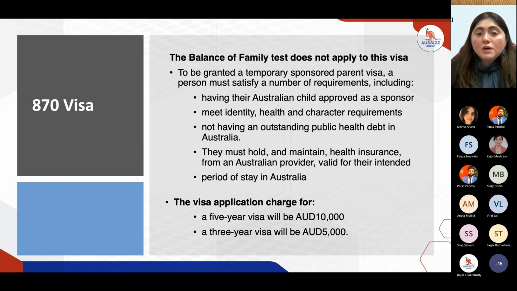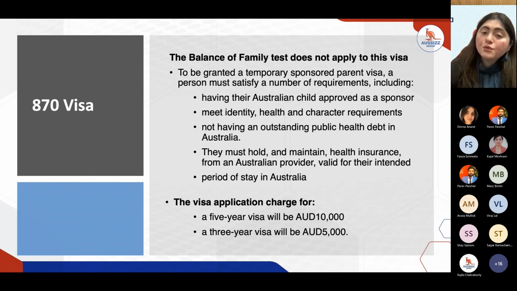Okay. Now, like we discussed, the balance of family test has to be met for all parent visas. However, for the 870 visa, which is a temporary sponsored visa, the balance of family test does not apply. To be granted the temporary sponsored visa, a person must satisfy a number of requirements, including having an Australian child approved as a sponsor.